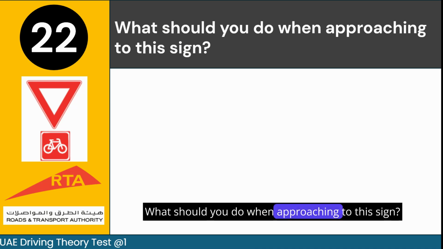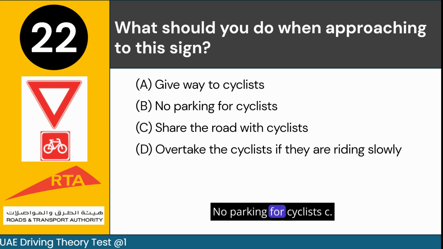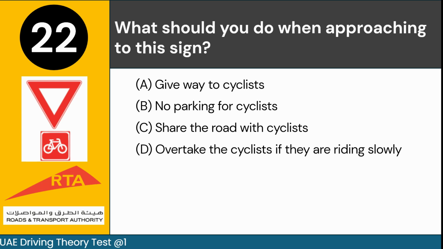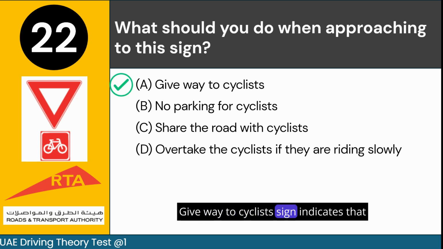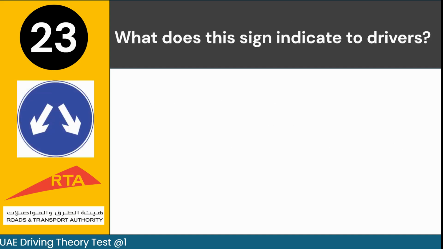What should you do when approaching this sign? A. Give way to cyclists. B. No parking for cyclists. C. Share the road with cyclists. D. Overtake the cyclists if they are riding slowly. Answer: B. The give way to cyclists sign indicates that drivers must slow down and give priority to cyclists before proceeding safely.